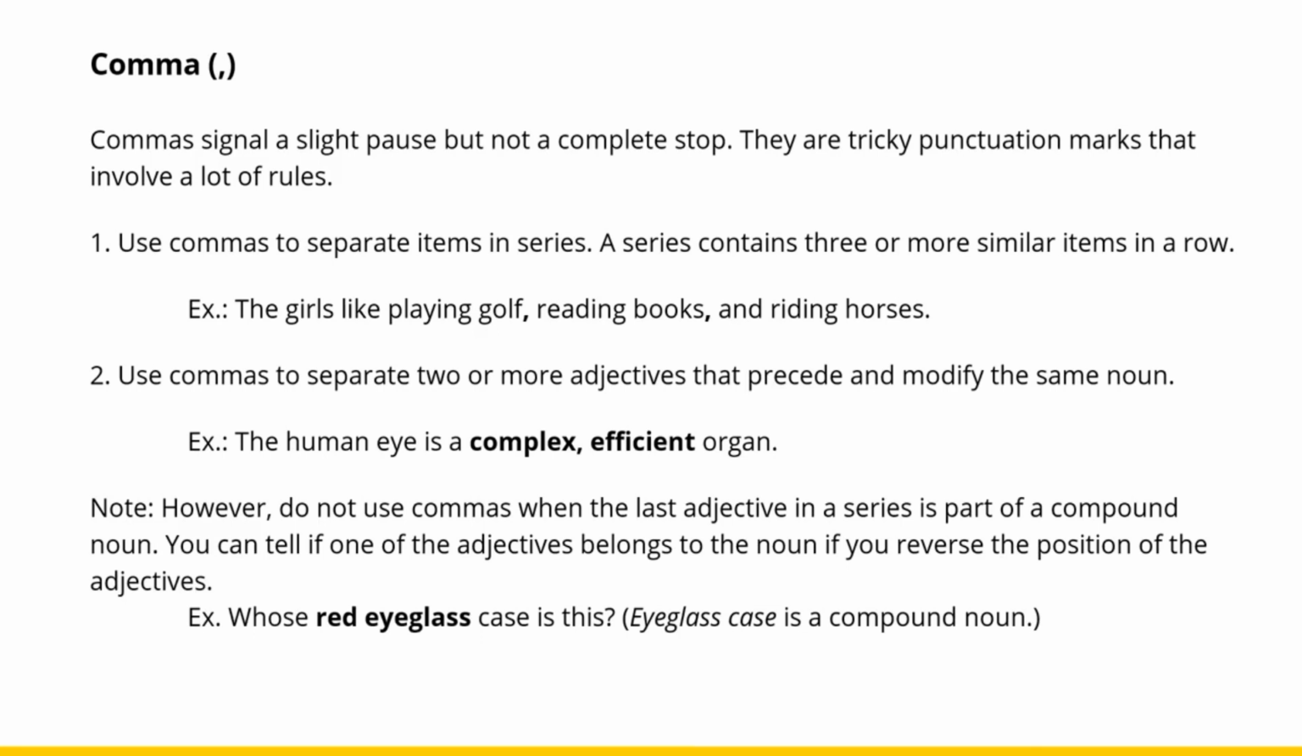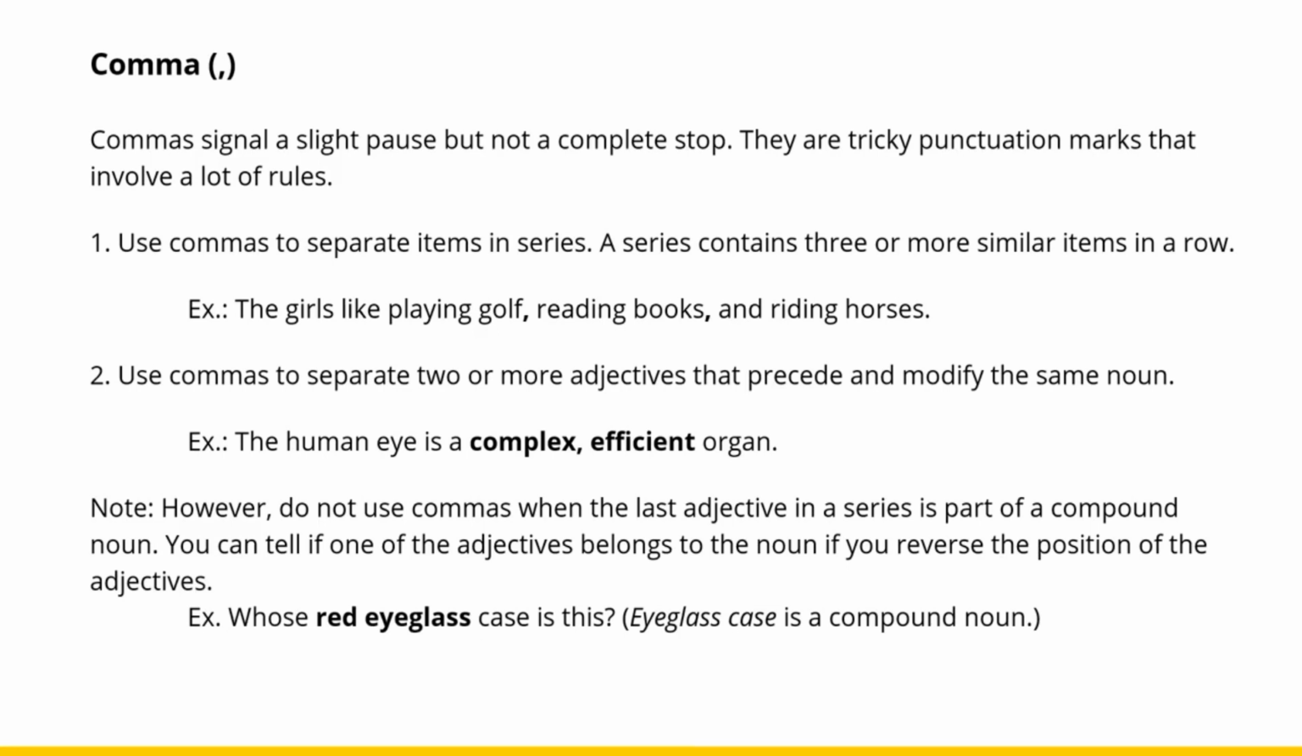As you know, commas signal a slight pause, but not a complete stop. And I understand why they're tricky, because they have a lot of rules. So we're going to discuss a couple of them today. The first one: you need to use commas to separate items in a series. A series contains 3 or more similar items in a row. So here we have an example. The girls like playing golf, comma, reading books, comma, and riding horses.